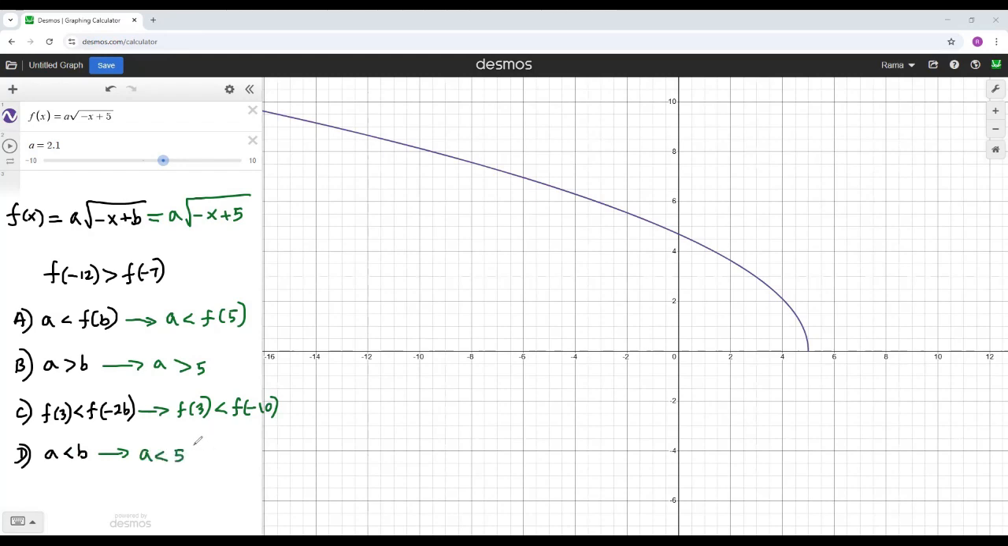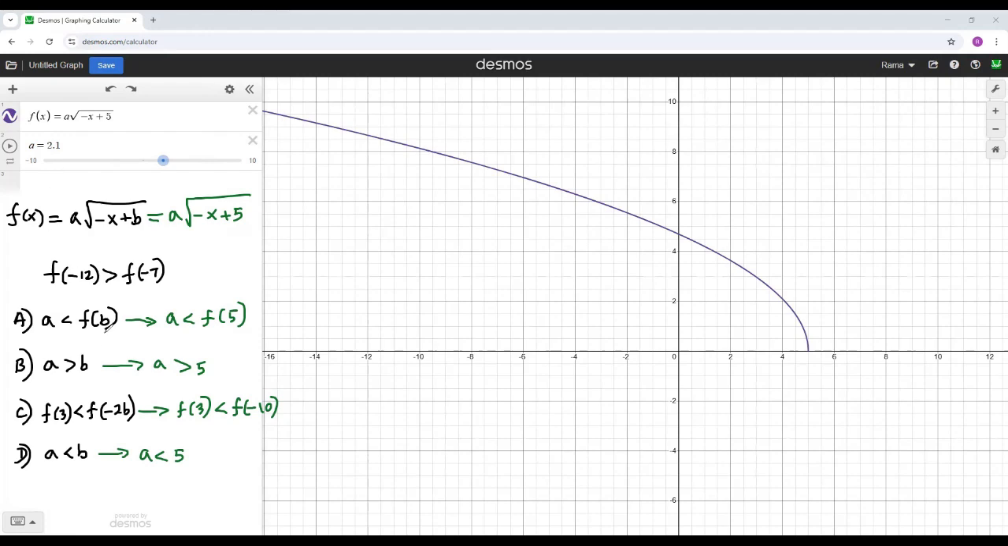Here we got that a is positive, but I'm not sure what the exact value of a is. I can use a slider over here to get bigger positive values for a, like 5 or greater than 5. Whatever positive value we have for a, f of negative 12 is greater than f of negative 7. So we are not able to get the exact value of a. The only thing we can get is that the value of a is positive.